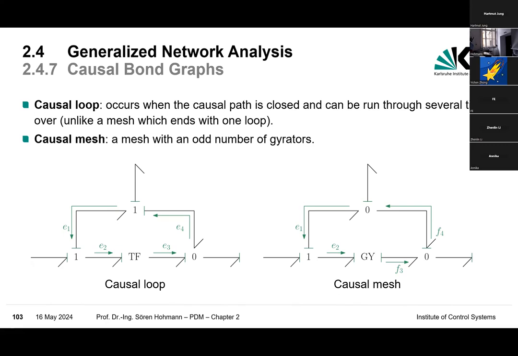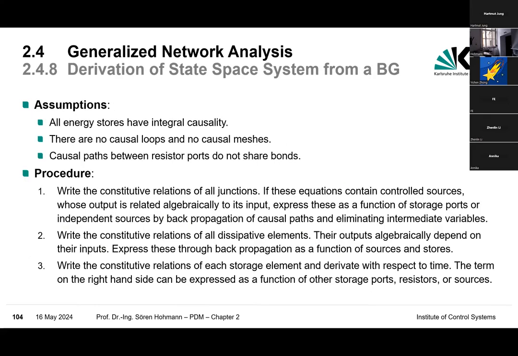A 1 junction is an algebraic relation. A transformer is an algebraic relation. A 0 junction is an algebraic relation. If everything is connected, this means I have an algebraic equation in my set of equations. This is a situation where I have to solve algebraic equations. And solving algebraic equations for our models means there is an E I have to respect. Right-hand side causal mesh. Okay.